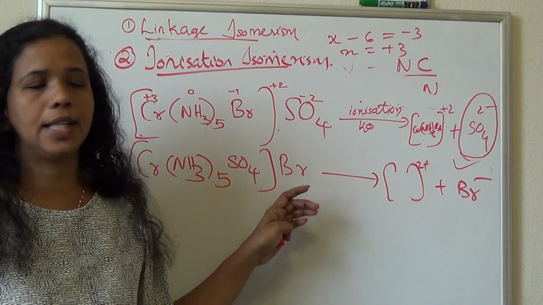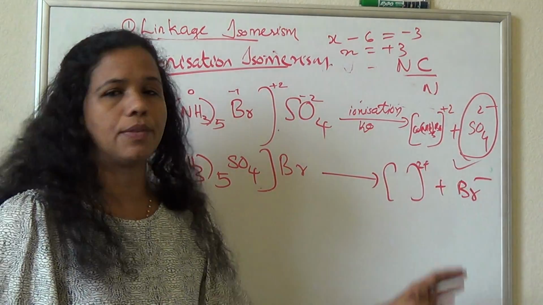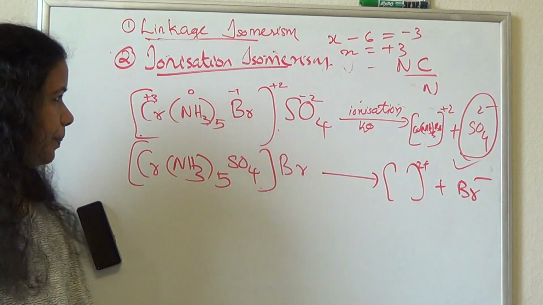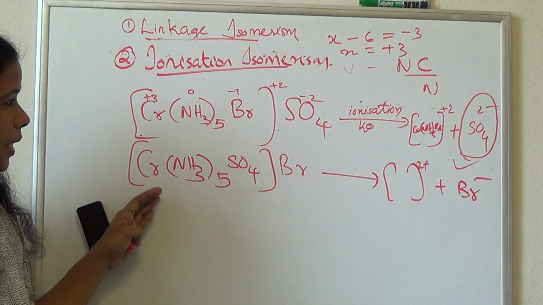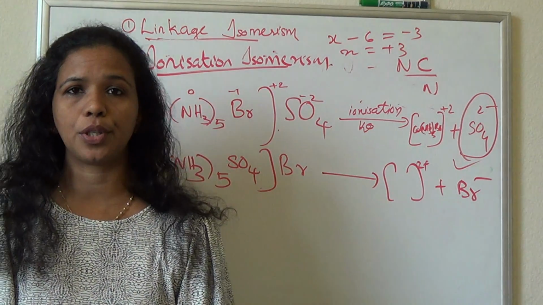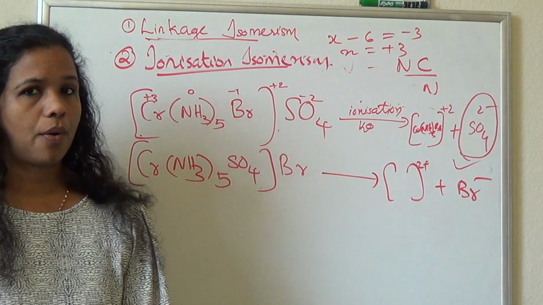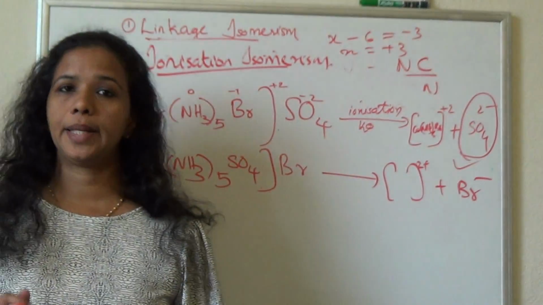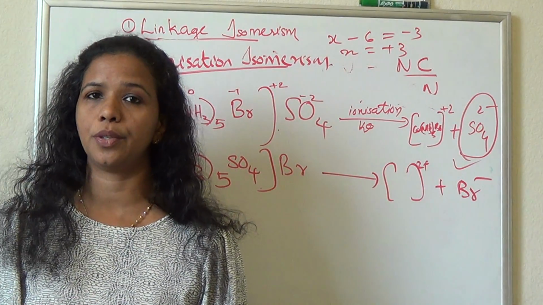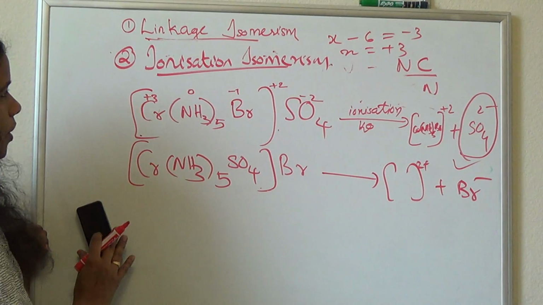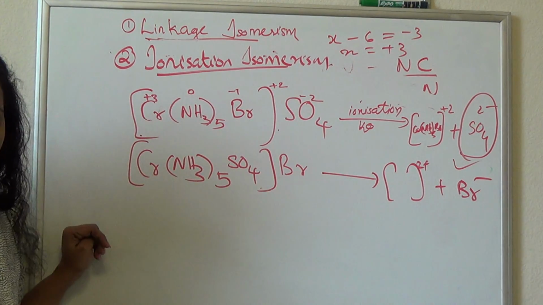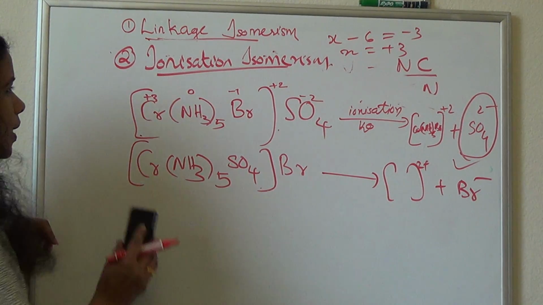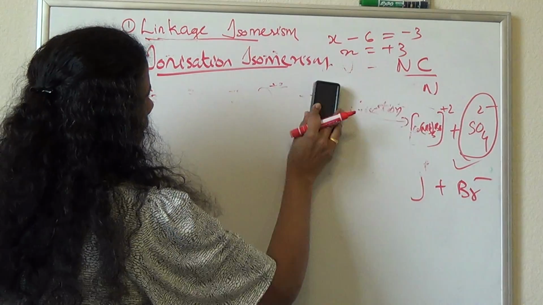But the only difference is there is difference in the ions which are produced during ionization in solution. So isomers which differ in the ions which are produced during ionization are called ionization isomers. They have the same molecular formula but they have difference in the ions produced during ionization. So that type of isomers are called ionization isomers, and that phenomenon is called ionization isomerism.